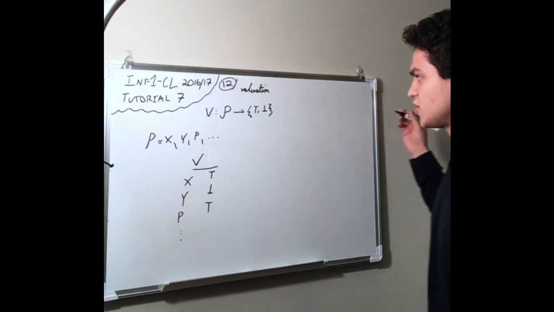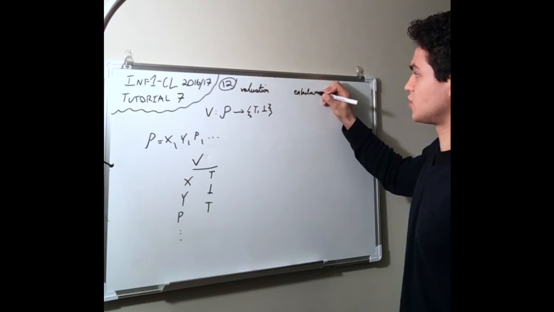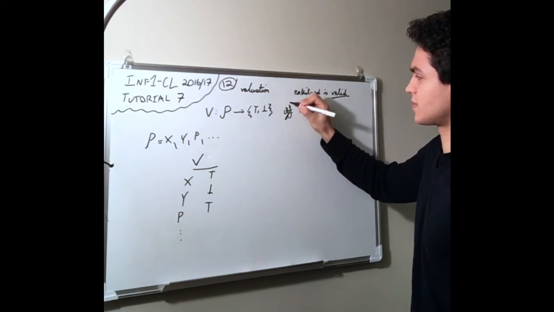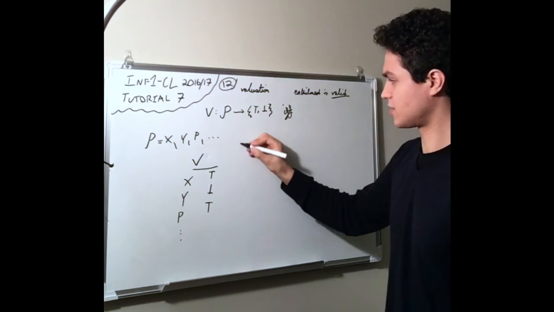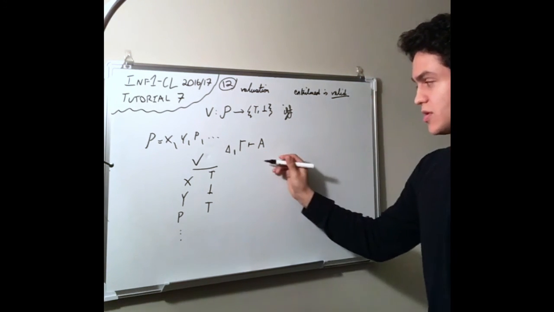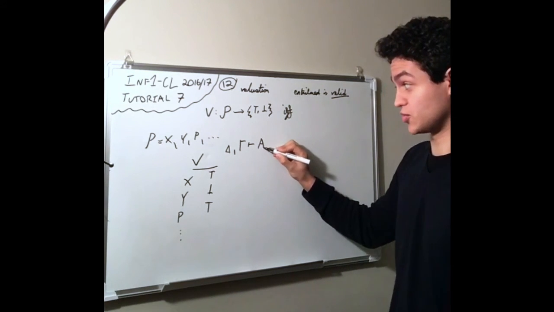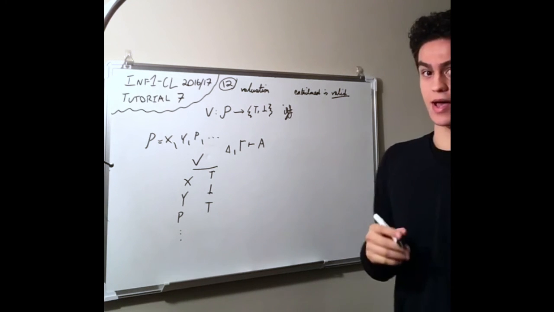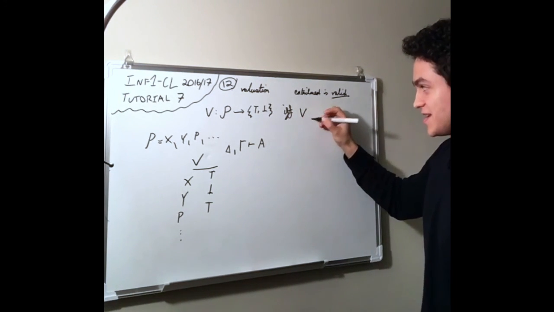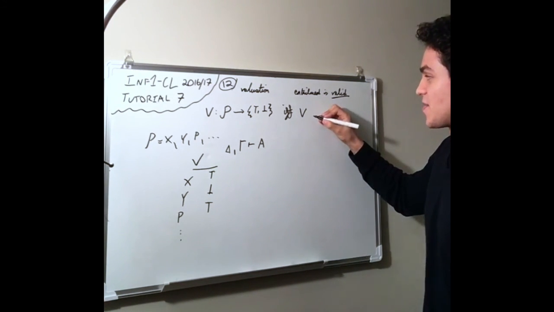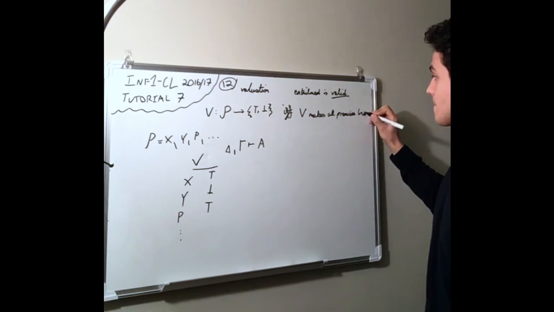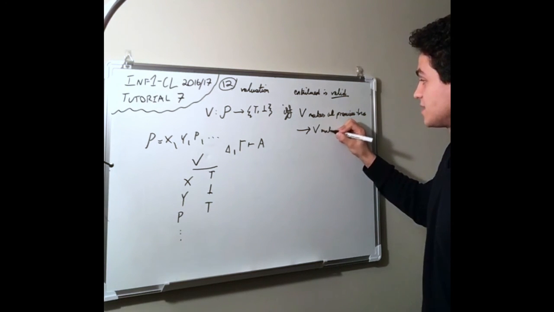Now that we have a concept of valuation, we can talk about what it means for an entailment to be valid. An entailment is valid if and only if any valuation that makes each of the premises true will also necessarily make the conclusion, the entailment conclusion, true. So we can write that as a logical implication. We can say, if and only if V, our valuation, makes all premises true, and it has to be all of them, then V must make the conclusion true.